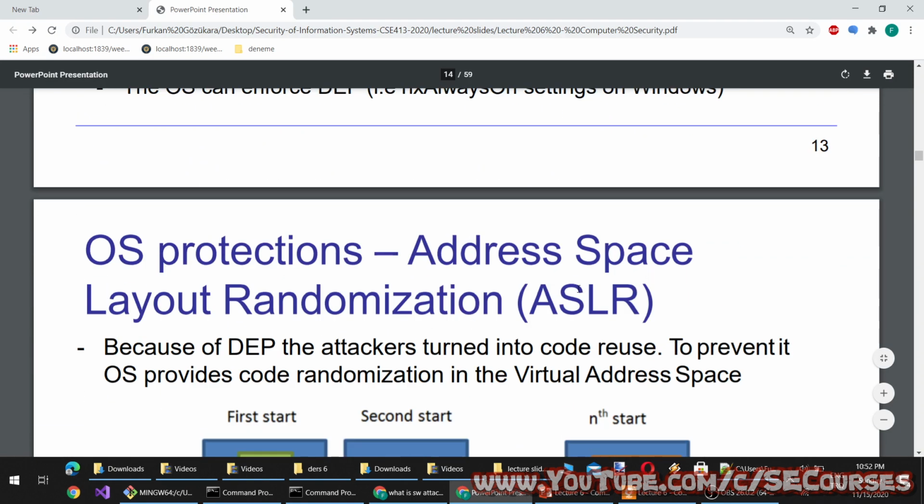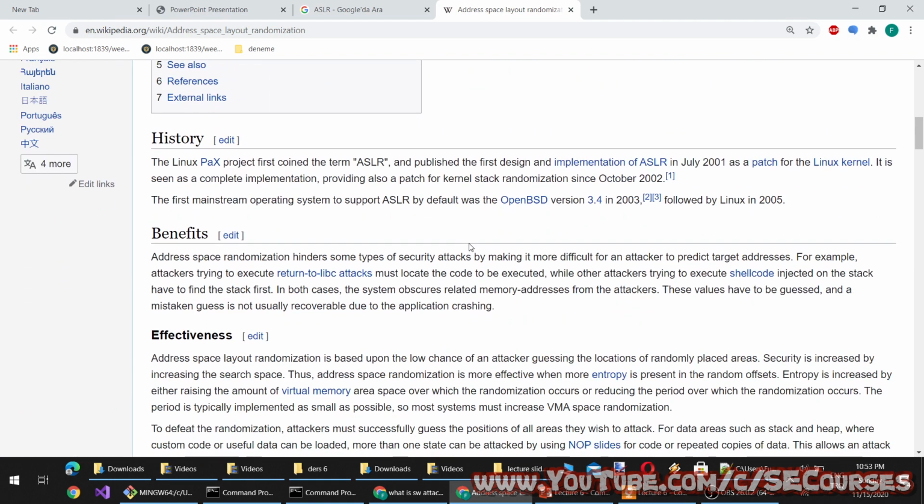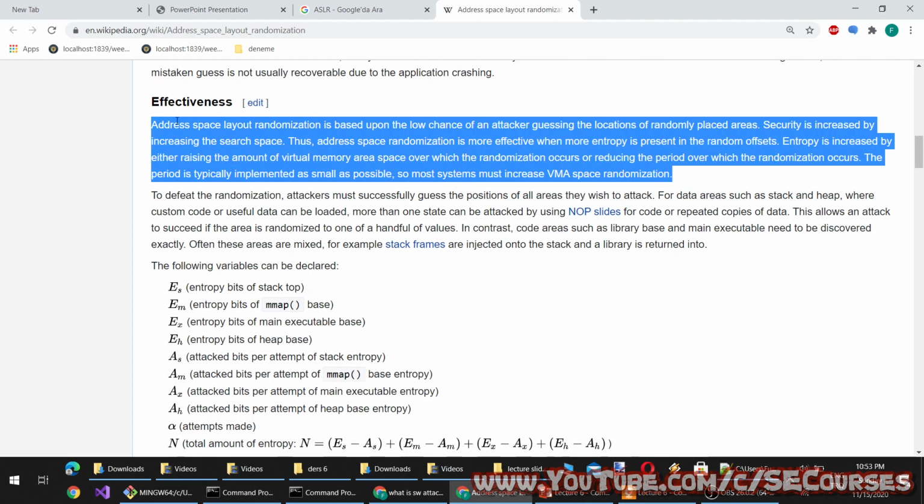Okay, let's have some more information related to ASLR. And we have already seen this. So about effectiveness, we didn't read it. Address space layout randomization is based upon the low chance of an attacker guessing the locations of randomly placed areas. Security is increased by increasing the search space. Thus, address space randomization is more effective when more entropy is present in the random offsets.